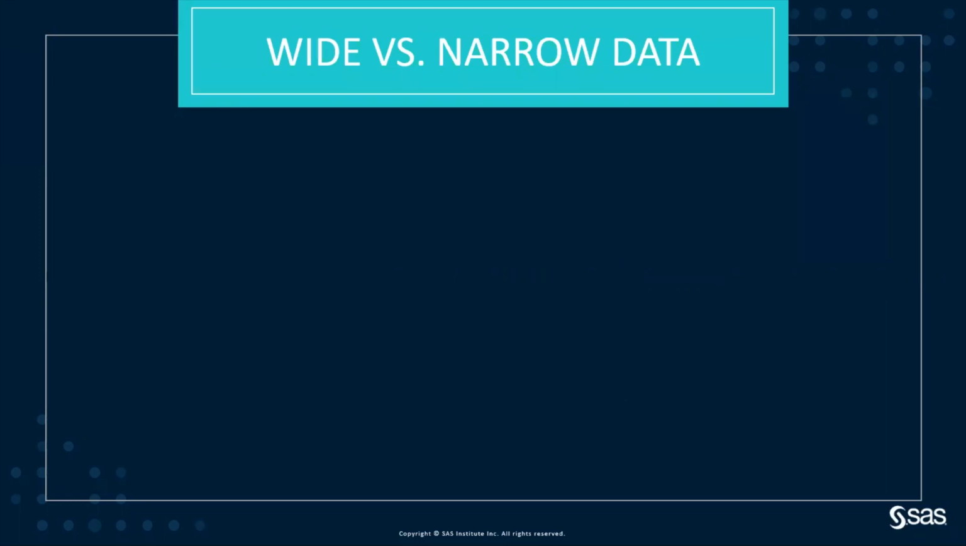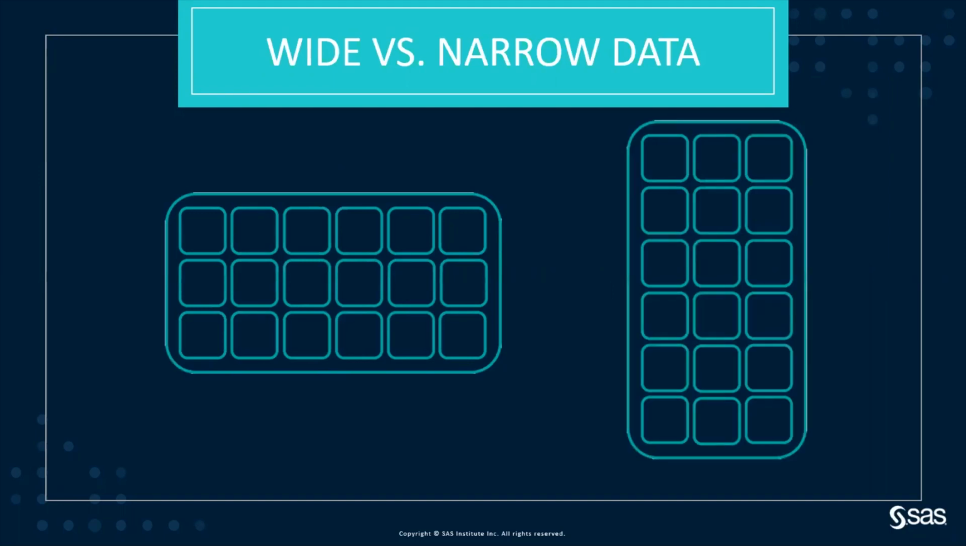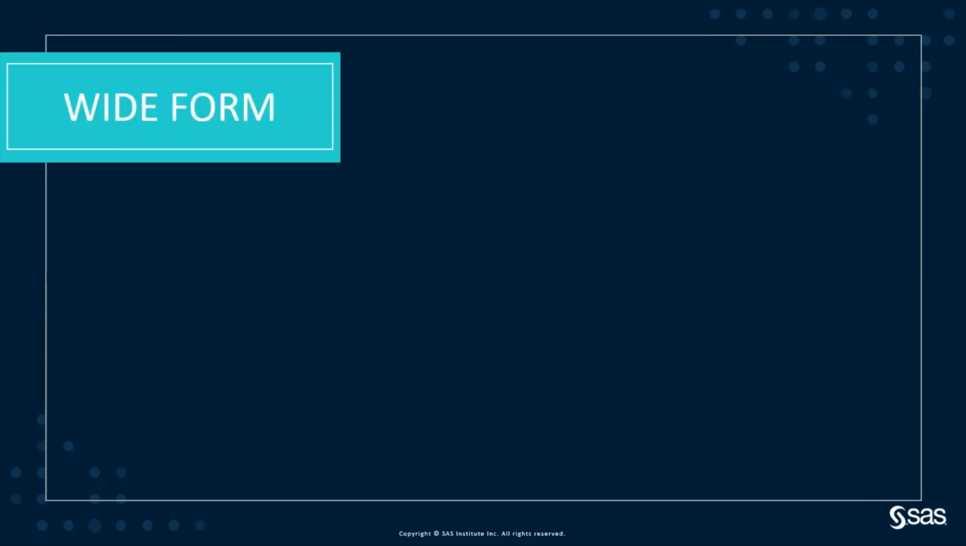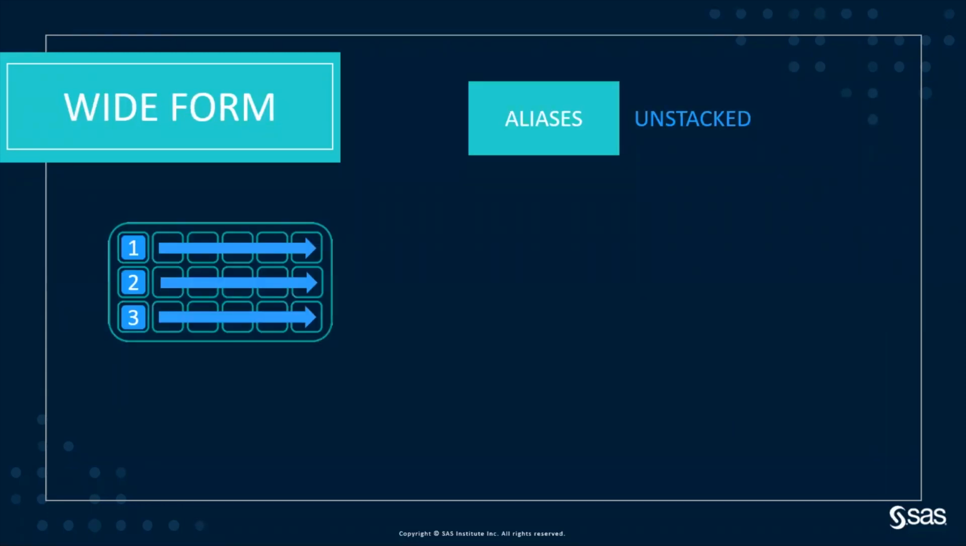Sometimes the data we receive is in a wide structure, and other times it's in a narrow structure. If the data is not in the form we need it to be, then it's up to us to transform the table to fit our needs. Now, if you're not familiar with wide versus narrow data, don't worry, we've got you covered. Let's start by seeing what the data looks like in the wide or unstacked form.